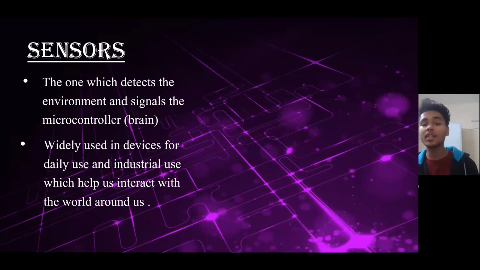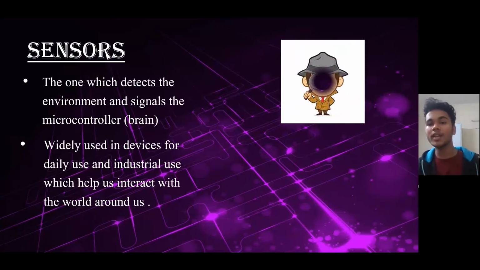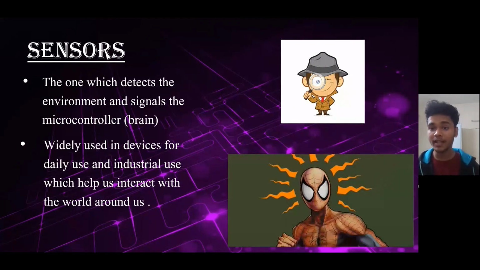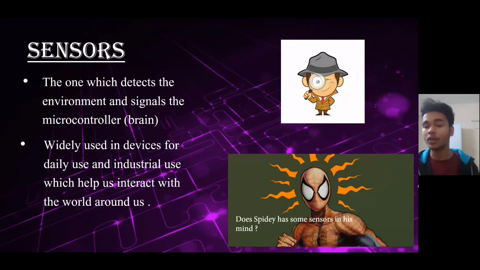So sensors, as the general definition says, a sensor is the one which detects the environment. Each sensor is a detector and it also signals the microcontroller, which in the world of electronics is the brain. The same thing happens with our Spidey, isn't it? Spidey has some sensors in his mind which detect his surroundings and tell him about the danger around him, right?